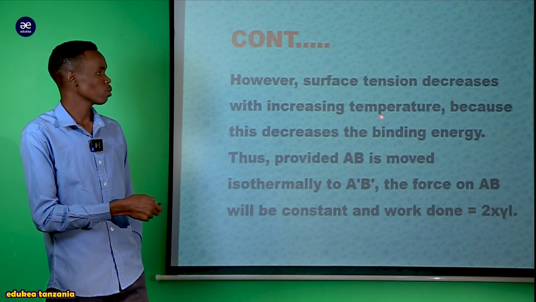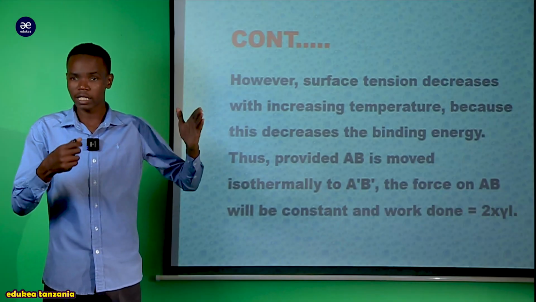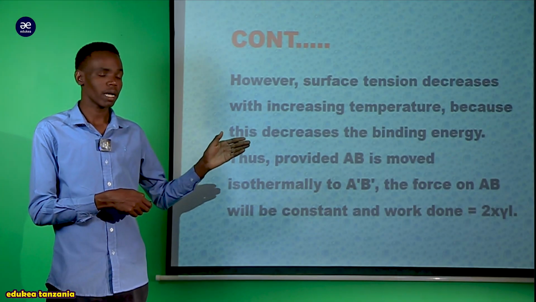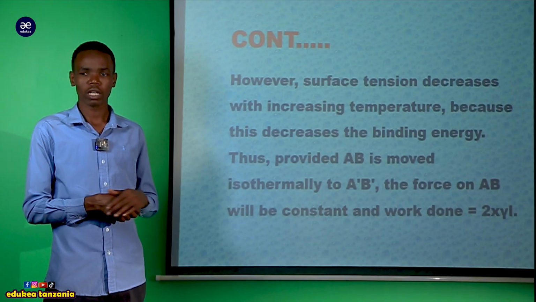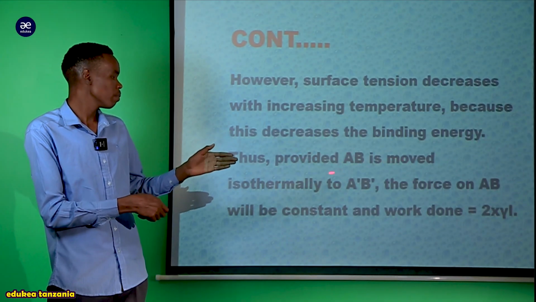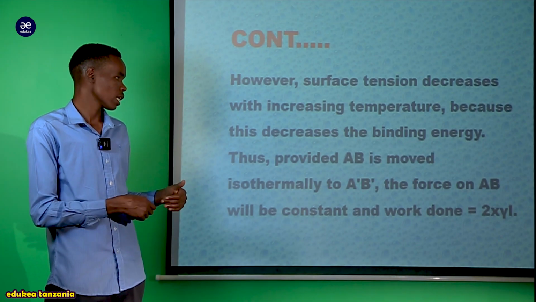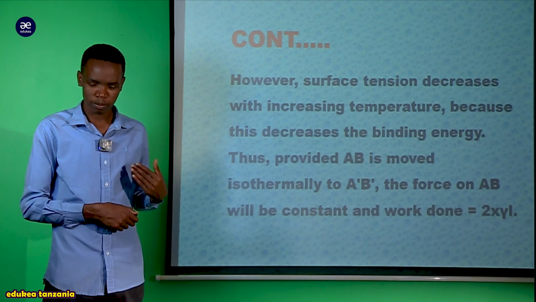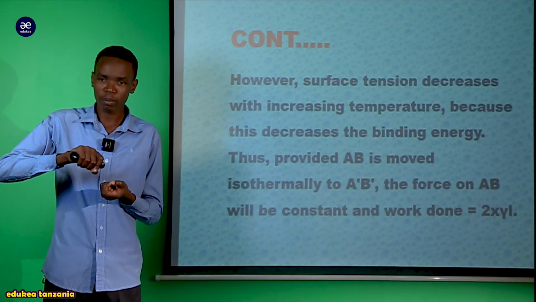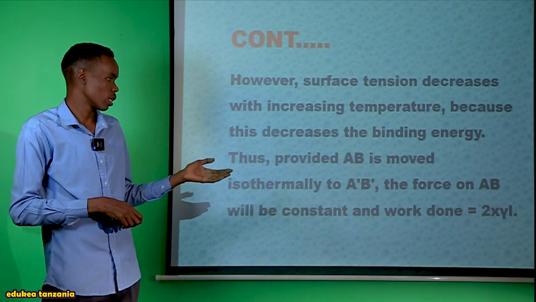We conclude that the surface tension decreases as the temperature increases because of the decrease in binding energy. Because of this, AB is moved isothermally to A dash B dash. Moving isothermally means that it releases energy to the surroundings.